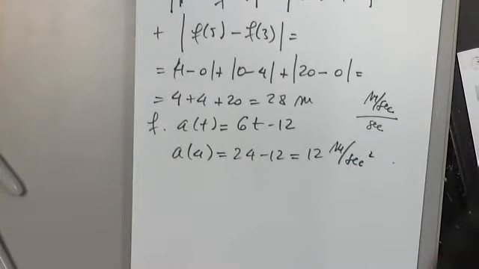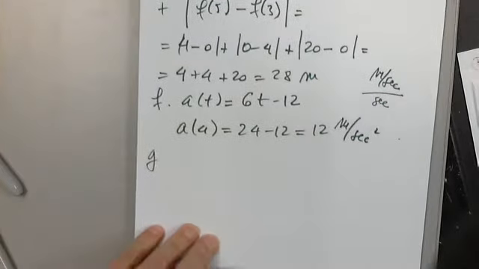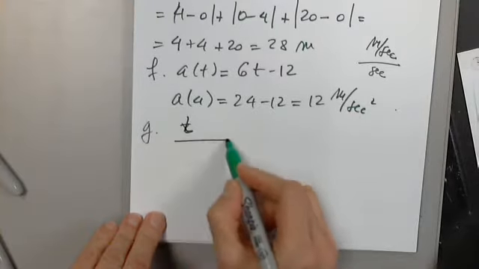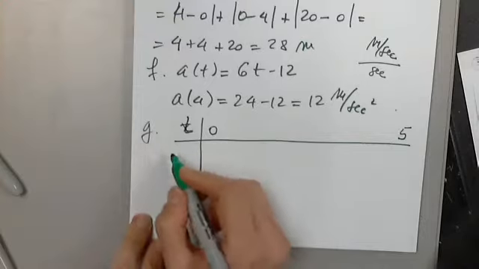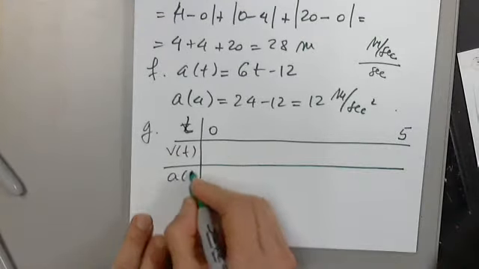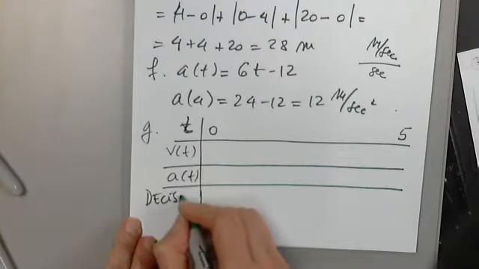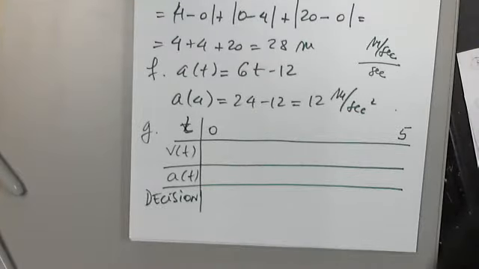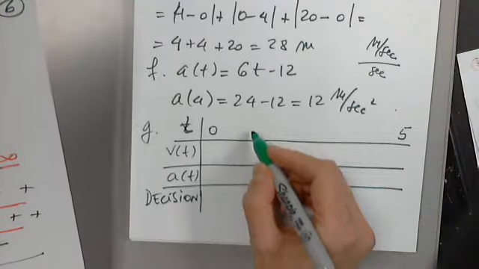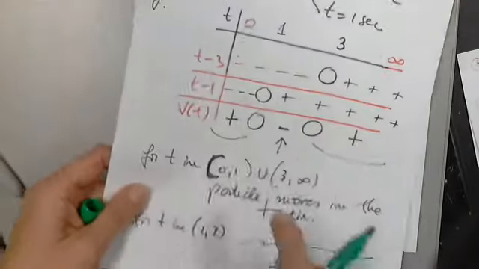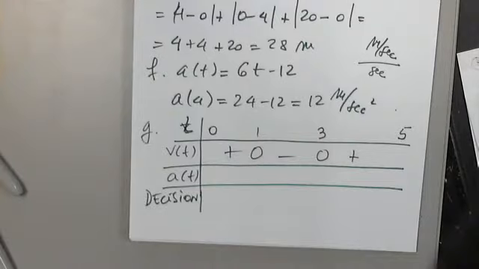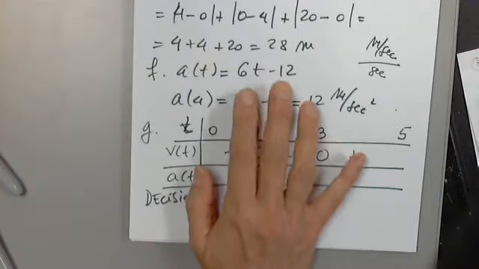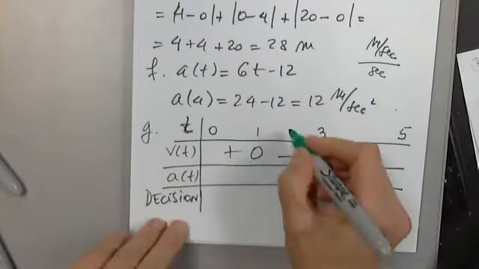Very good. And the last question here: when is the particle speeding up and when is it slowing down? Again, I recommend the following table, which I think is very easy to understand and self-explanatory. So t between 0 and 5, that's all we really know. I have V of t, the sign of V of t, the sign of A of t, and then the decision. I copy what I have from velocity: 0, 1, 3, and 5. The velocity is 0, and it's positive, negative, positive. Let's do the same with the acceleration, but the acceleration has only one linear factor. So when is the acceleration 0? At 2. So I have 2 and the acceleration 0.